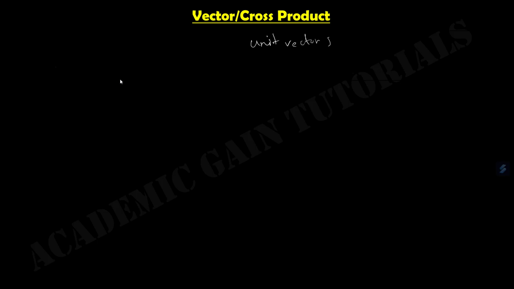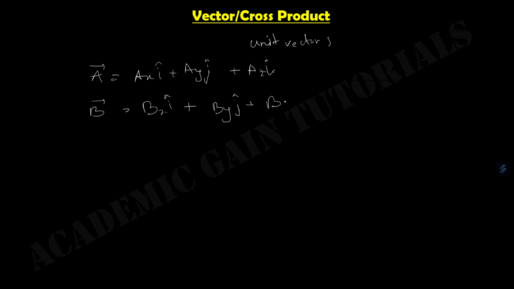Now, if A is a vector and the value of A is AX i plus AY j plus AZ k, and B is also a vector, and the X component of B is BX i, the Y component of B is BY j, and the Z component of B is BZ k. Now we want to find the cross product of these two vectors, A cross B.